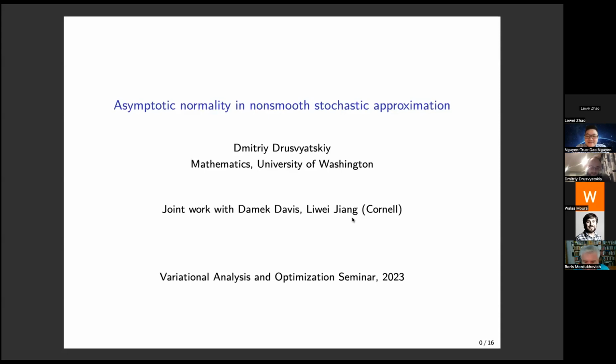Today I'll talk about joint work with Damek Davis and Liwei Jiang. Liwei is a student of Damek. They're both at Cornell. And it's actually about a classical topic in stochastic optimization dealing with asymptotic normality. But we will see that some of the questions being stated are very classical, but the answer is sort of not so classical, as we'll see.